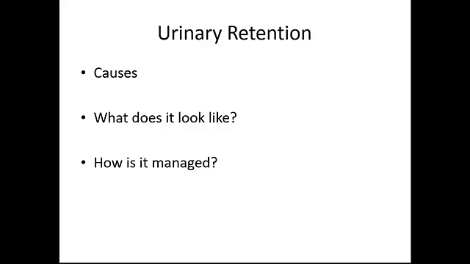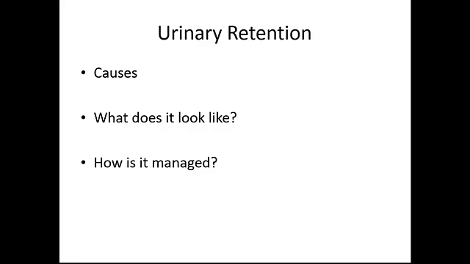So the biggest problem with prolonged urinary retention is that it leads to what we call urine stagnation, which increases the likelihood of UTI and the formation of stones. So we do need to take actions to empty the bladder.